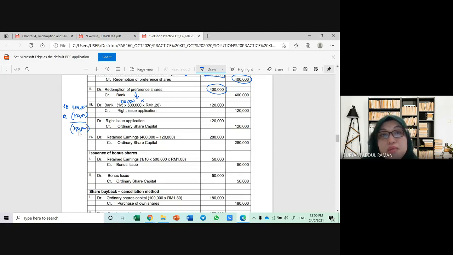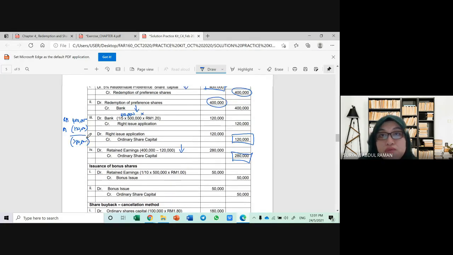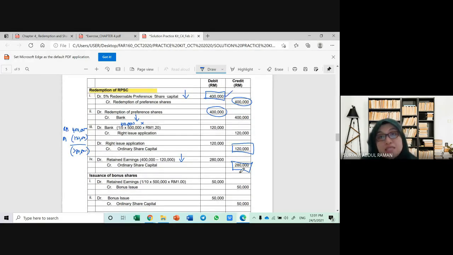So the transaction will be debit retained earnings. Okay, remember when you take from profit, your profit will be reduced and you will transfer to ordinary share capital 280,000. That is the procedure by the standards, so you have to follow the steps. Debit retained earnings and transfer it to the ordinary share capital. So at the end, you have replaced back the 400,000. If you compare, you debited the 400,000. Now you have replaced it by a mix of right issue and profit, so it tallies back to 400,000.